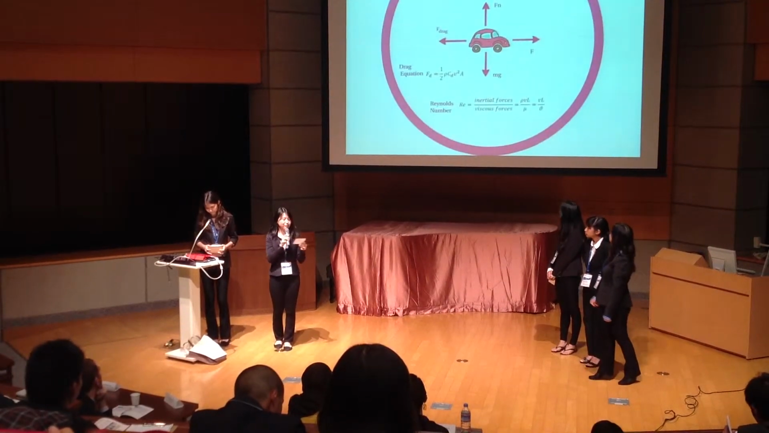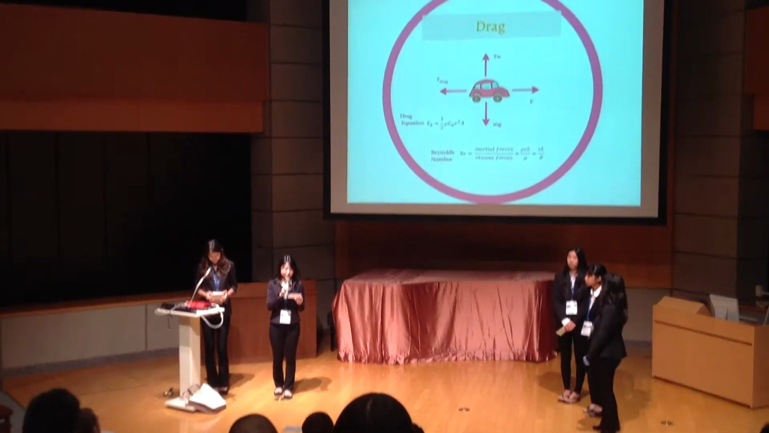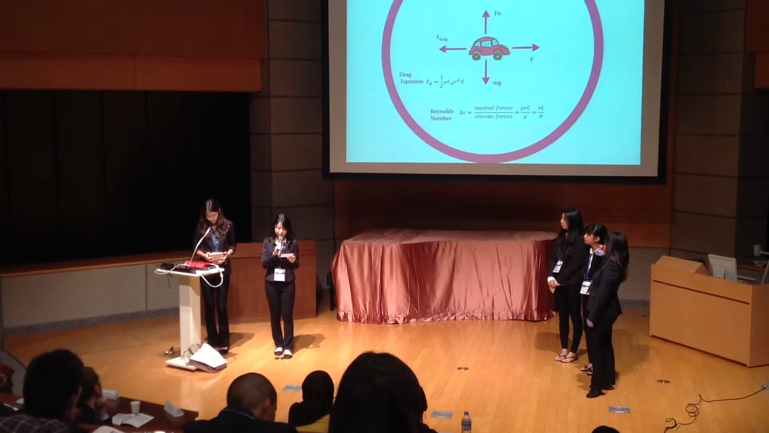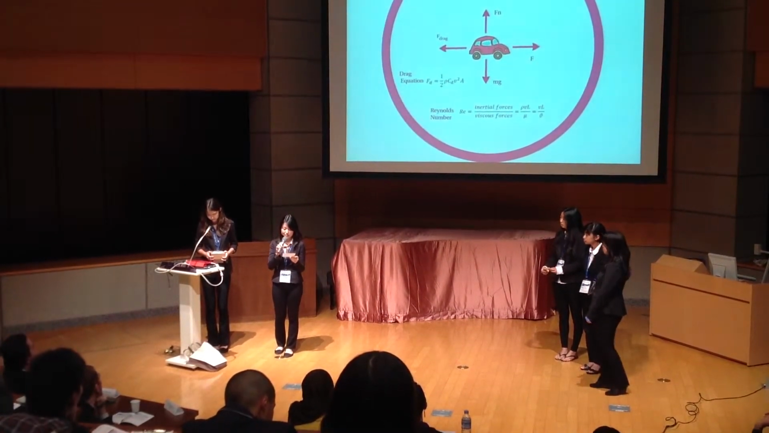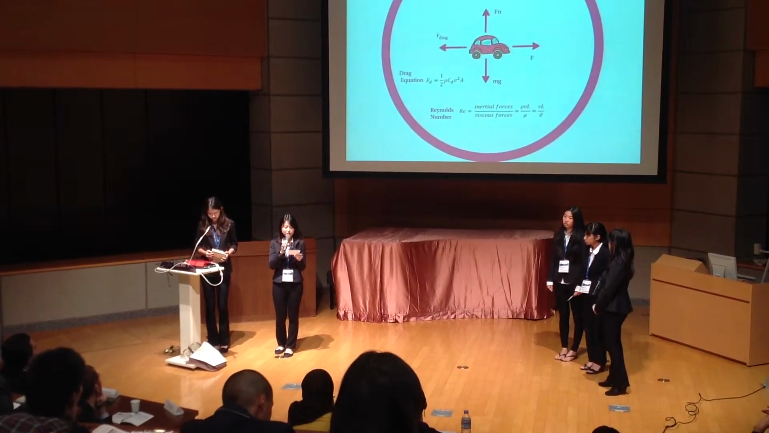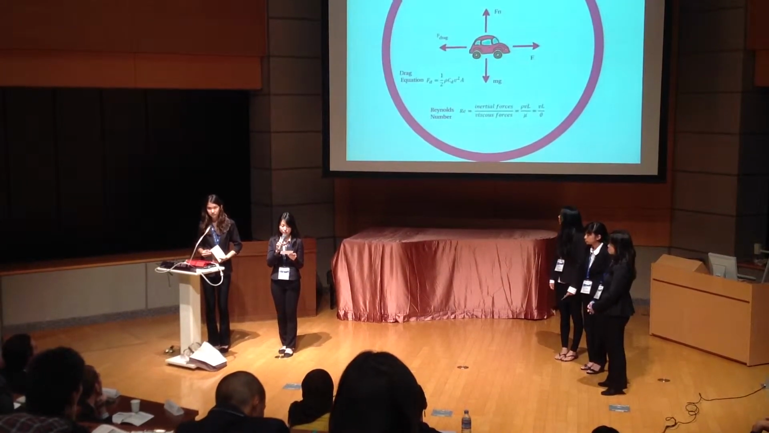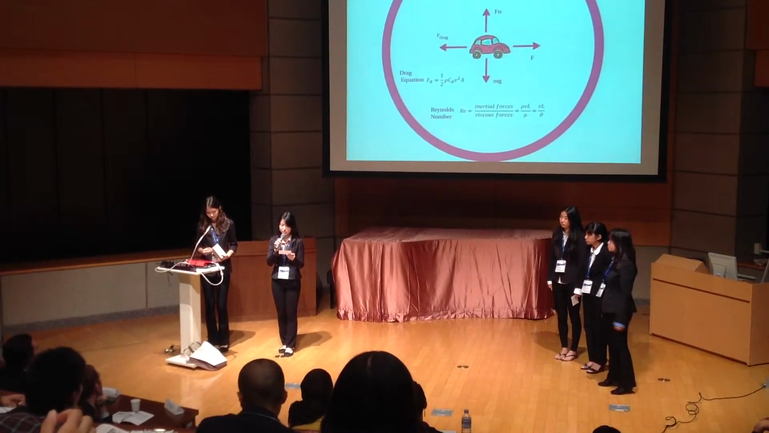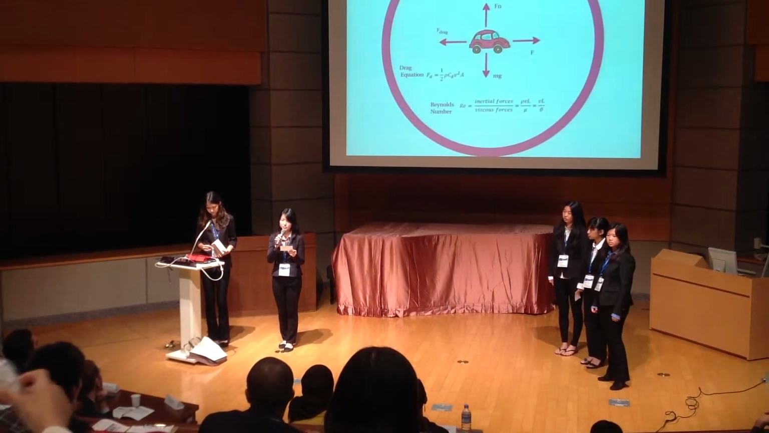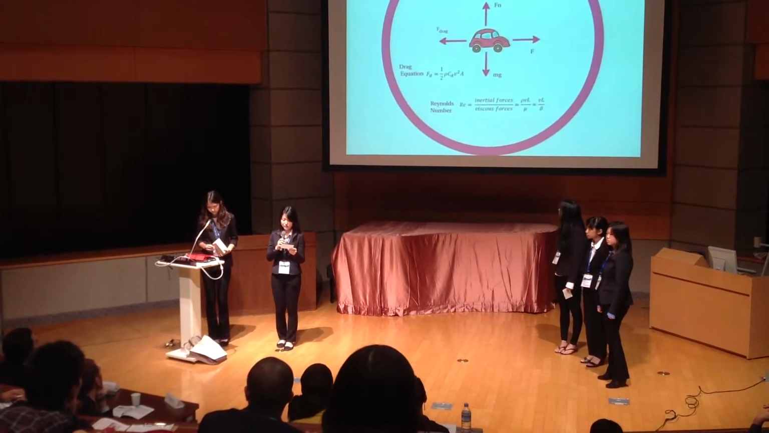We measured the forces of drag, and drag is the forces that oppose movement. It is dependent on both the fluid's velocity as well as the object's surface area. There are two kinds of drag. They are friction and pressure. Friction is tangential, so it runs along the object, whereas pressure drag is normal, so it's perpendicular to the object.